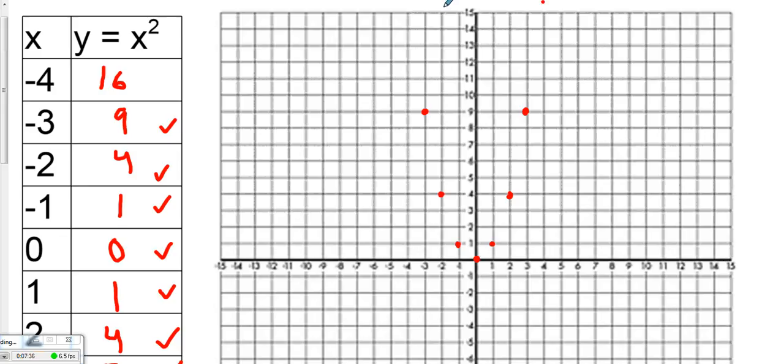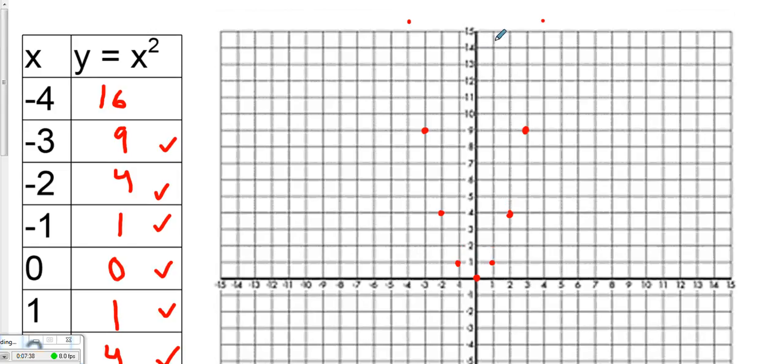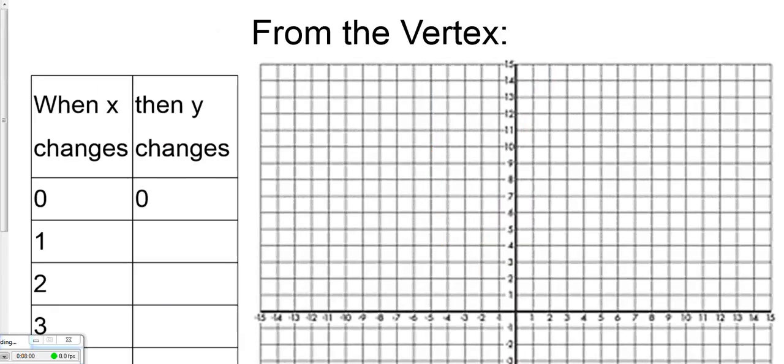These will all of a sudden be way up here at 16, up where I can't even get on my chart. So look how quickly this curves upward. So it is not a straight line, it is curved, and it curves on both sides. Kind of makes this U shape. It's not necessarily a V. It does come to this point, but it curves throughout.